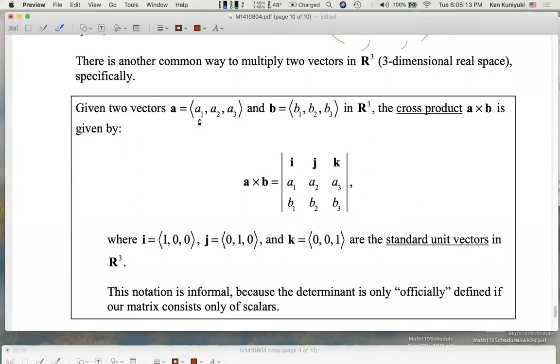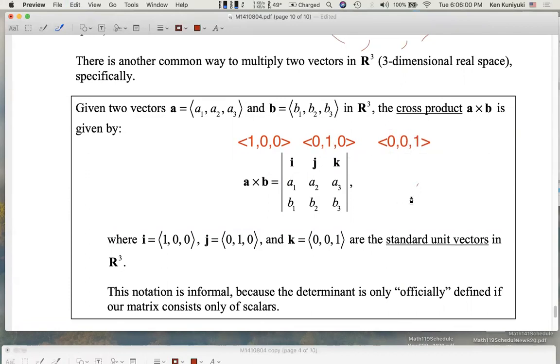So if you have two vectors A and B, right? So this vector A, number, comma, number, comma, number, vector B, number, comma, number, comma, number. A cross B can be constructed as follows. So you have these bars for determinant. It's really called a pseudo-determinant because you're not supposed to put vectors in here, but we have vectors in here. I is 1, 0, 0. I mentioned this before with vectors. J is 0, 1, 0. And K is 0, 0, 1.